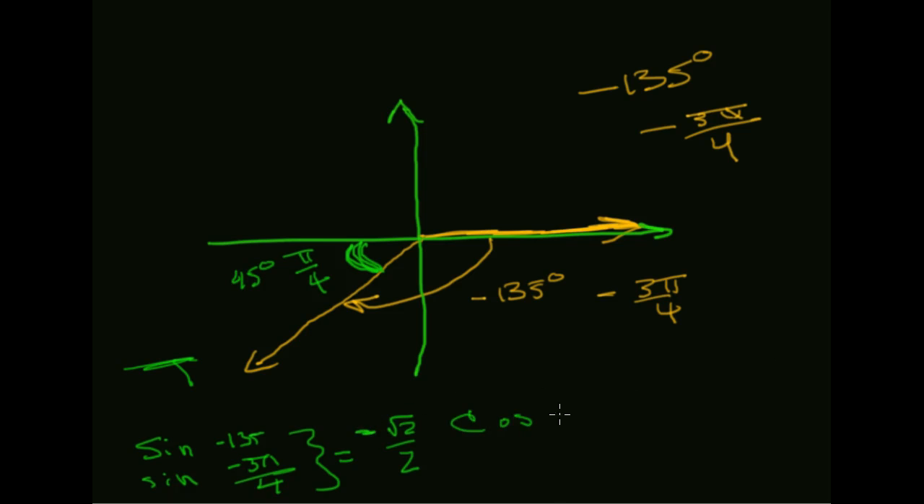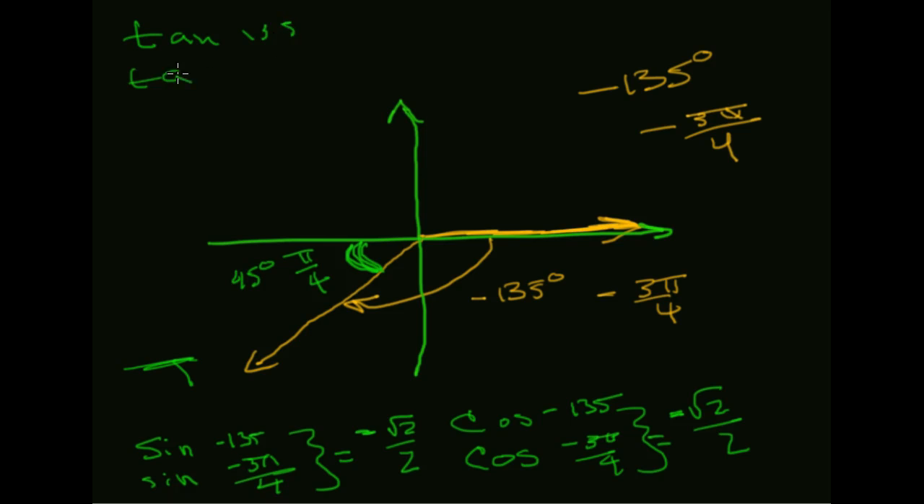The cosine, likewise, of negative 135, and the cosine of negative 3 pi over 4 radians is also root 2 over 2. And again, because only the tangent is positive down there, it will be negative. The tangent of negative 135 degrees, or the tangent of negative 3 pi over 4, will be, well, the tangent at 45 is 1. And because the tangent is positive in the third quadrant, that value will also be 1.